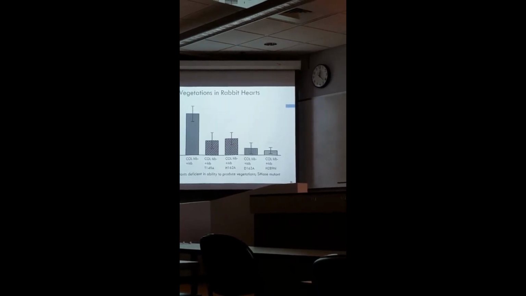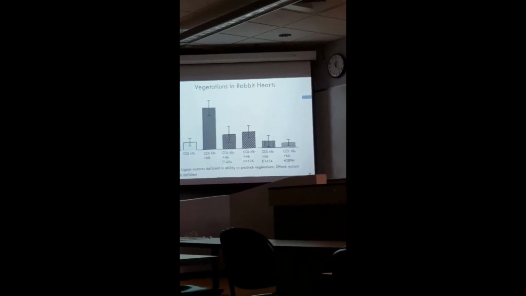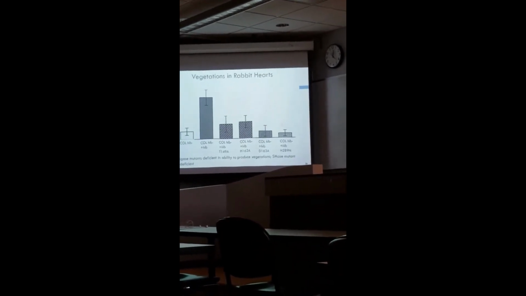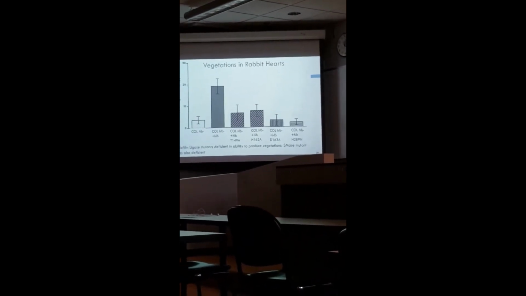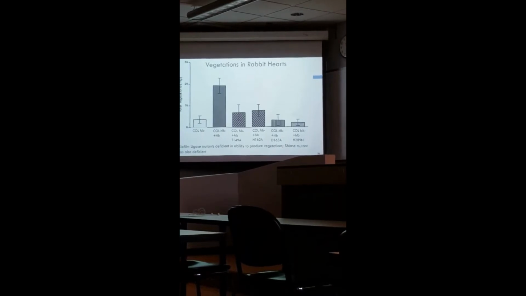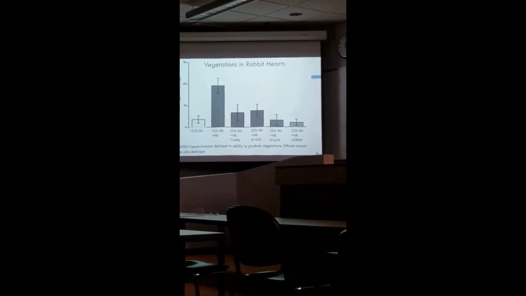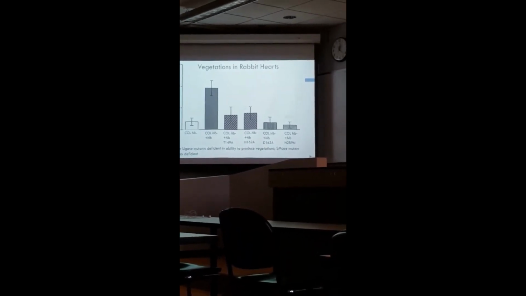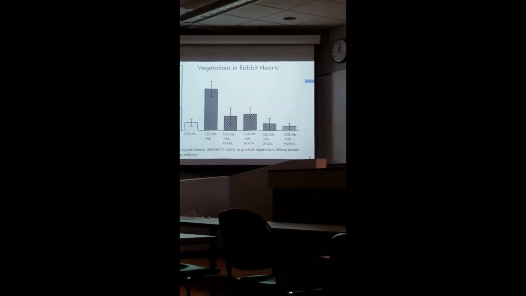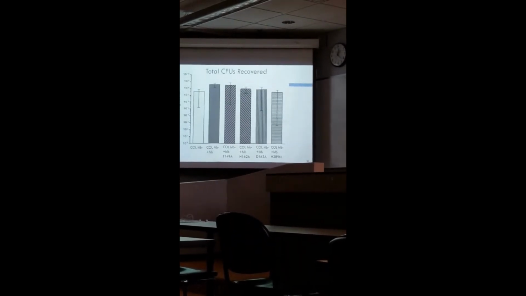So all of them were deficient in their ability to produce vegetations, and since they were so similar to the bacteria without the beta-toxin, their activities were not additive in forming the vegetation. So each of them was responsible for the vegetation formation.